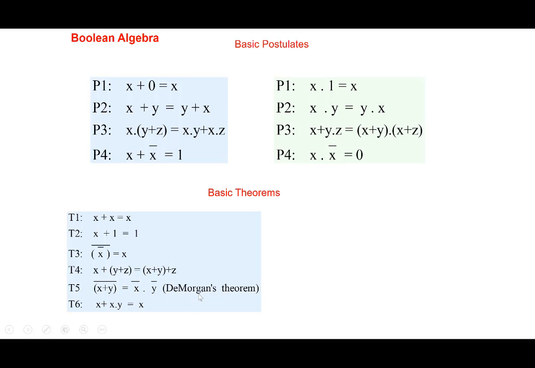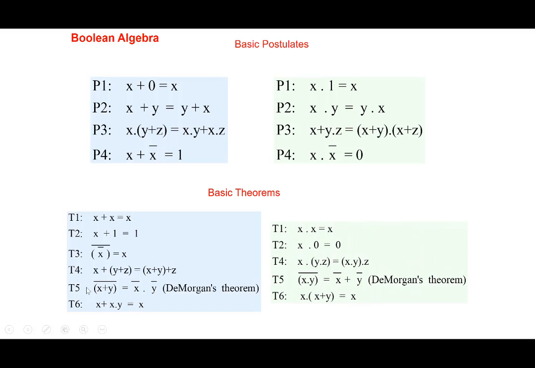This is an important theorem, De Morgan's theorem: (x plus y) whole bar is x bar dot y bar. So the OR operation is converted into an AND operation here. And x plus xy is x. All these theorems can be proven starting from these postulates. All these postulates can be used to prove any of these theorems. So these are all useful results.